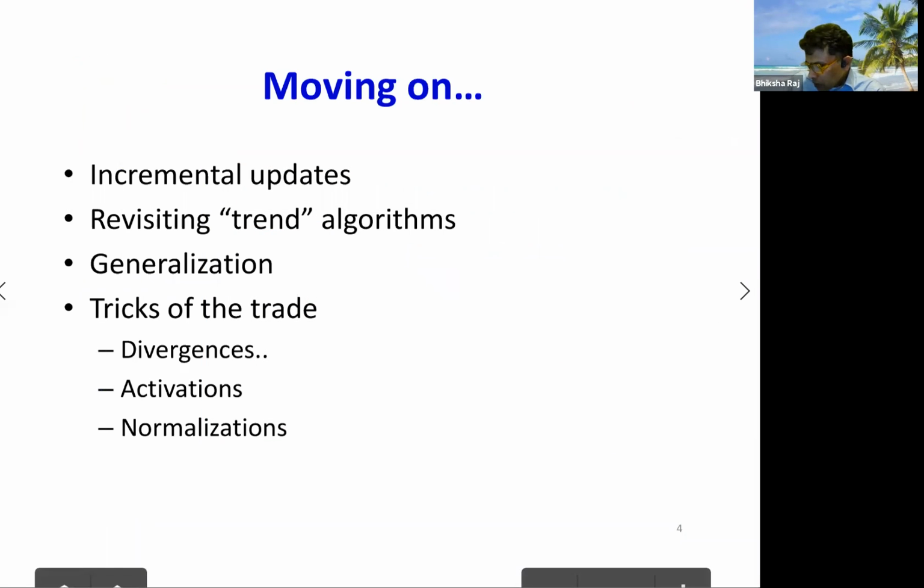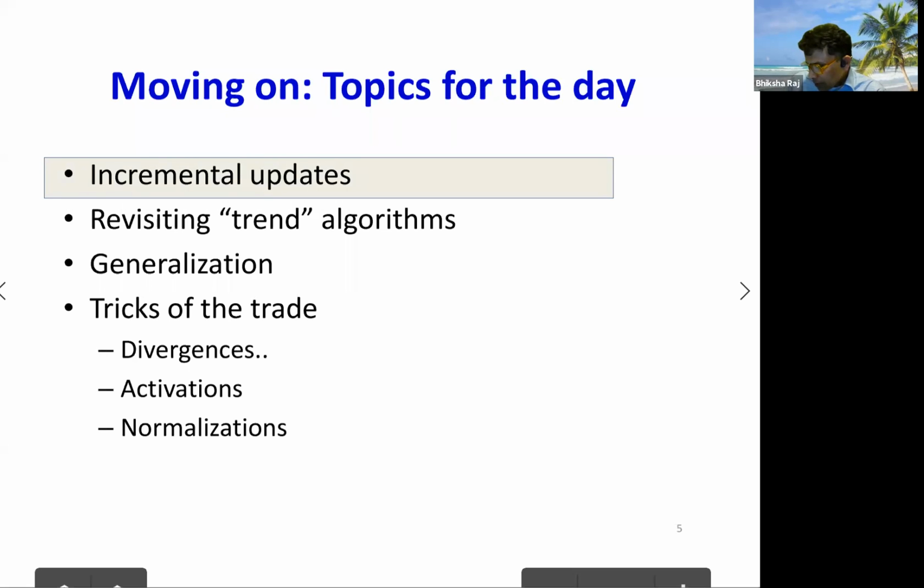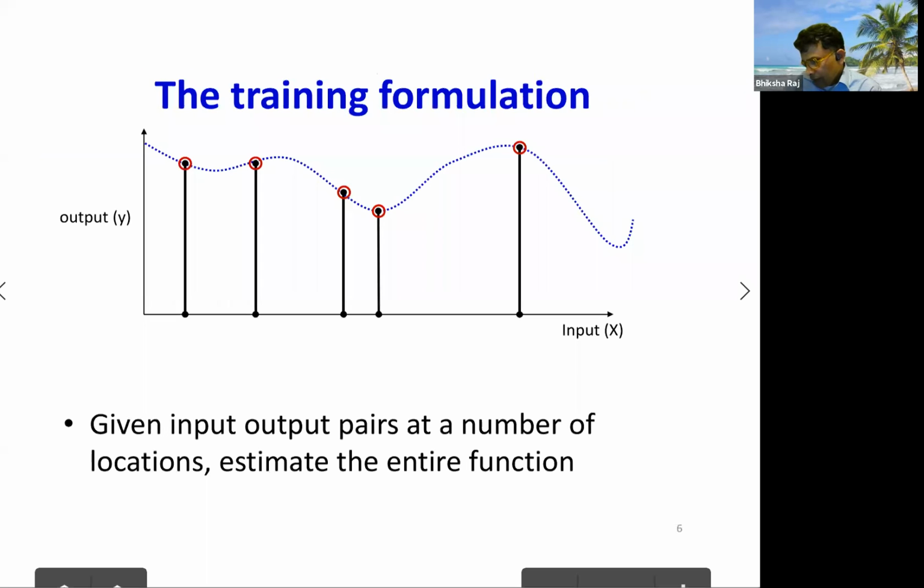So our first topic is going to be incremental updates. Now, recall our training formulation. We want to train our network to approximate a function, for example, the one illustrated by this blue dotted line here. This means we want to learn the network parameters such that for any input x, the output will be as close as possible to the target function shown by the dotted line.